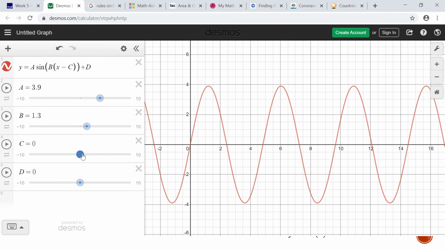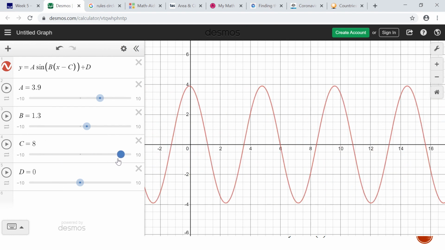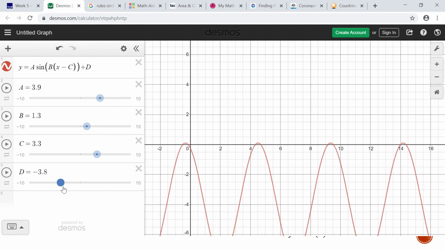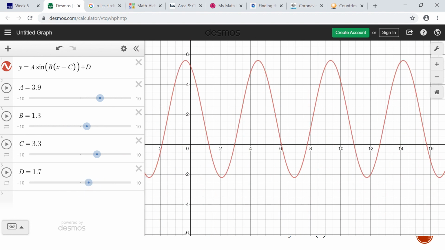C is the horizontal shift, and D is the vertical shift. So this link's on eLearn, muck around with it.